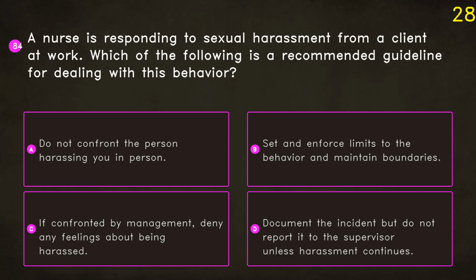Question 84. A nurse is responding to sexual harassment from a client at work. Which of the following is a recommended guideline for dealing with this behavior? A. Do not confront the person harassing you in person. B. Set and enforce limits to the behavior and maintain boundaries. C. If confronted by management, deny any feelings about being harassed. D. Document the incident but do not report it to the supervisor unless harassment continues.